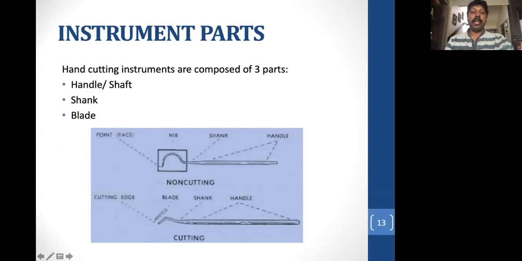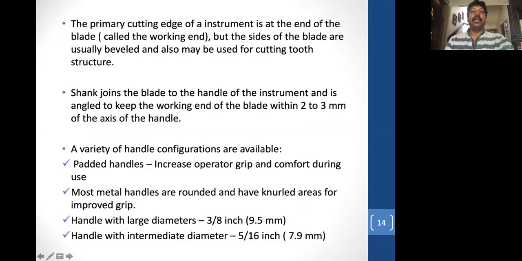So you understood cutting and non-cutting. Okay, cutting has a handle, shank, and a blade. Non-cutting is also called point or face. Non-cutting has handle, shank, and a blade, but the blade has one more part, the cutting edge. So the primary cutting edge is at the end of the blade. The sides of the blade are usually beveled and may be used for cutting. The shank joins the blade to the handle, as I told you, and it is angled to keep the working end of the blade 2 to 3 mm off axis.